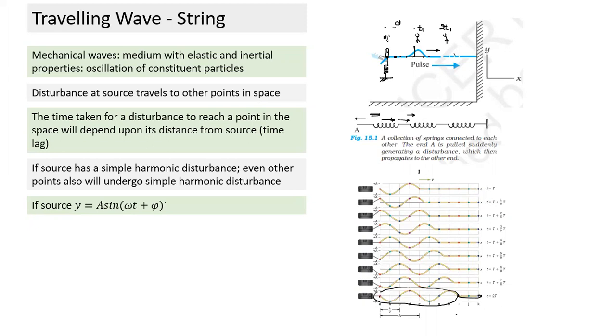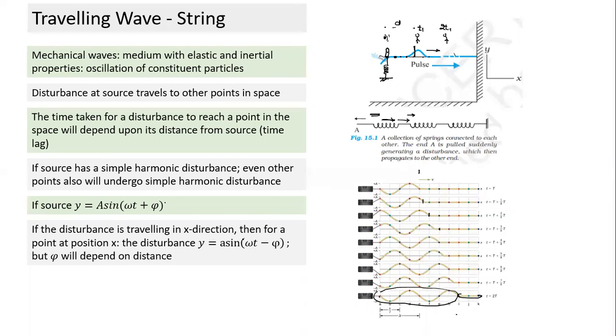So when the string starts oscillating, it acquires energy, and where has the energy come from? The energy has come from the source. And we can see that the energy is traveling on the string. Earlier the energy had reached up to this point. We see the disturbance here, and it will keep moving like this. So can we write an equation if the disturbance is traveling in the x direction?